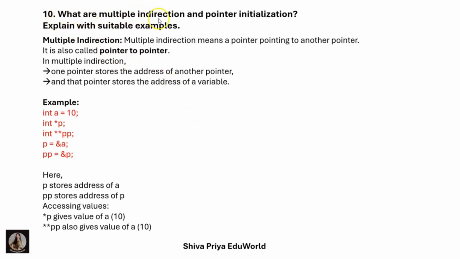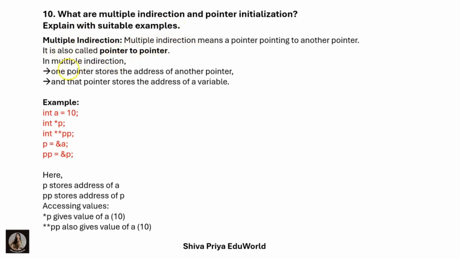What are multiple indirection and pointer initialization? Explain with suitable examples. Multiple indirection means a pointer pointing to another pointer. One pointer pointing to another pointer, that is multiple indirection. It is also called pointer to pointer. Clear? Multiple indirection or pointer to pointer: a pointer pointing to another pointer.